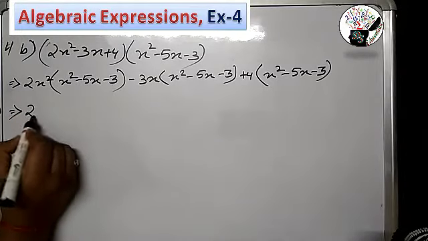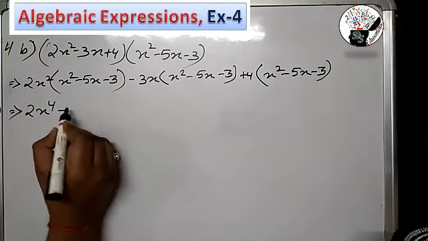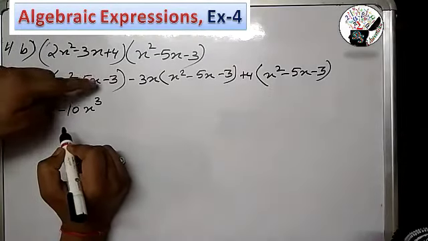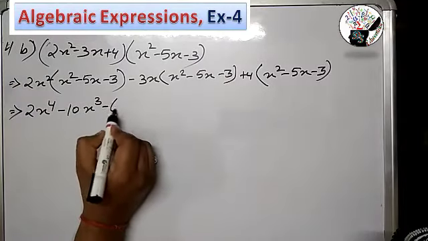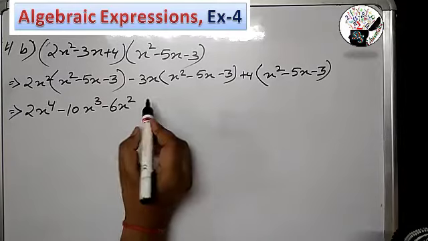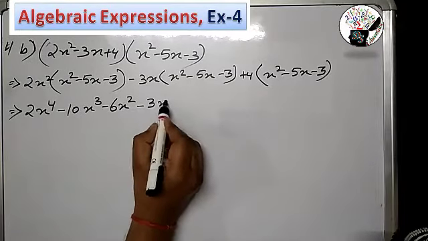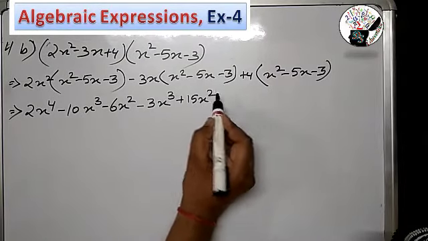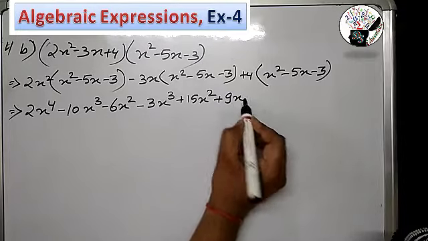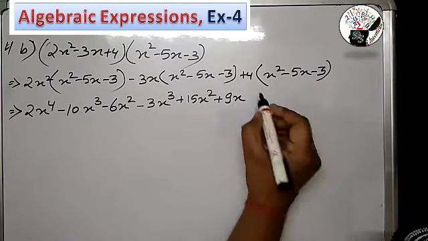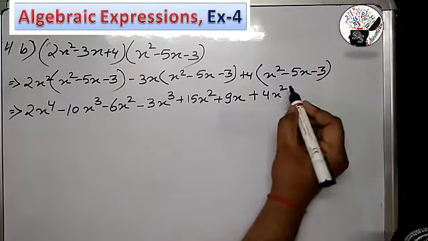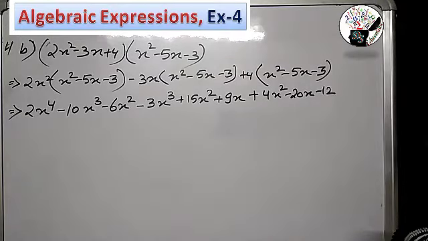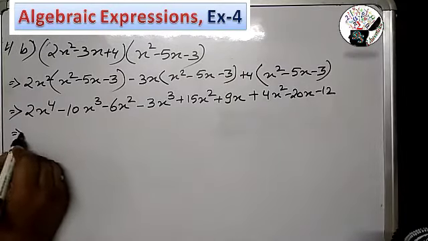Now here we have to multiply 3 times. That is 2x to the power 4 minus 10x cube minus 6x square, minus 3x cube plus 15x square plus 9x, plus 4x square minus 20x minus 12. Got the point? Next question is over here.